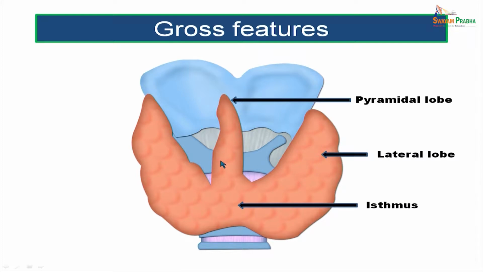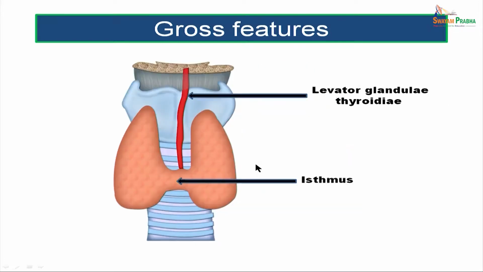Occasionally, you find an extra lobe extending from the upper border of the isthmus. This extra lobe is called the pyramidal lobe because of its shape. It is a remnant of the lower end of the thyroglossal duct, which is seen during development of the thyroid gland. That is the pyramidal lobe.